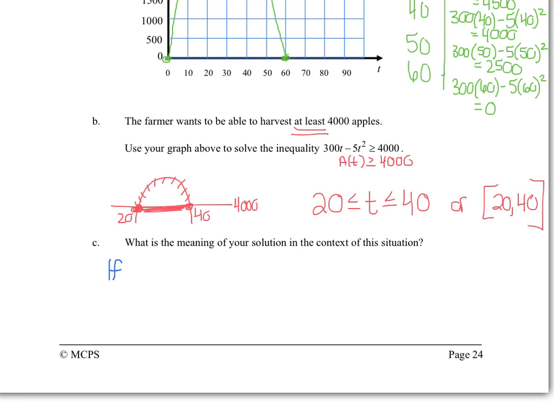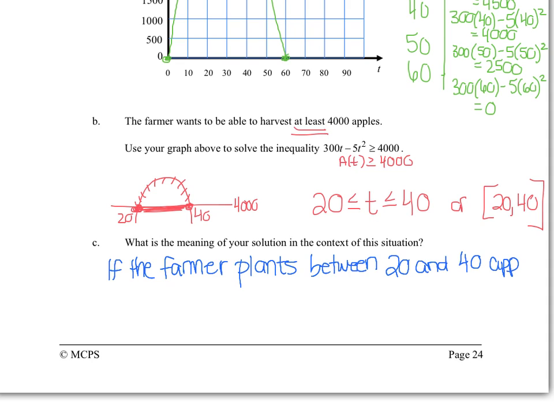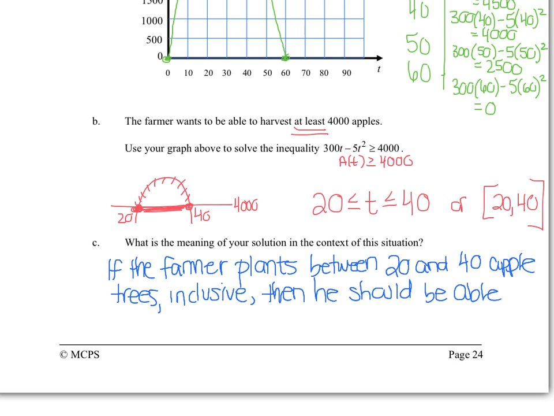So in writing, if the farmer plants between 20 and 40 apple trees, inclusive, so that means including both 20 and 40, then he should be able to harvest at least 4,000 apples.